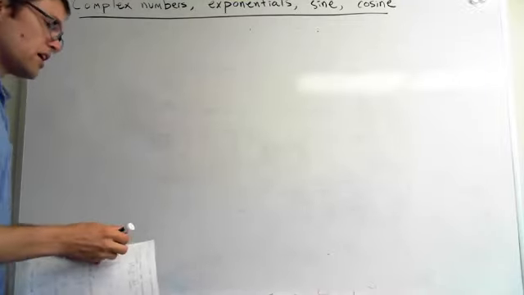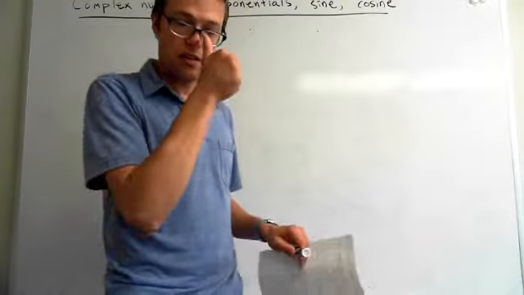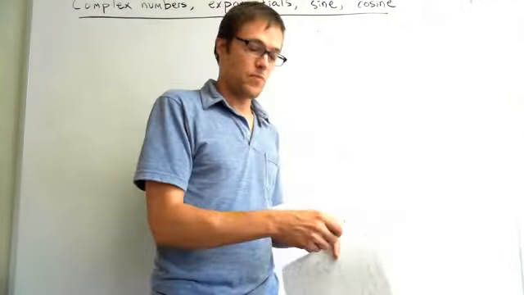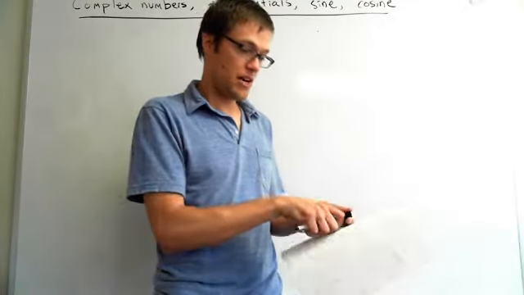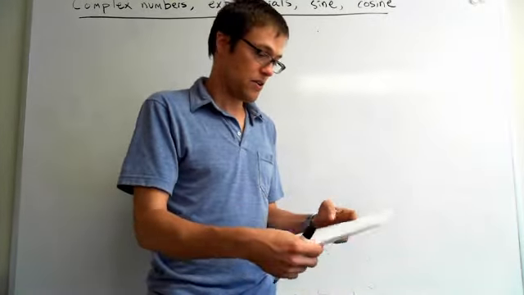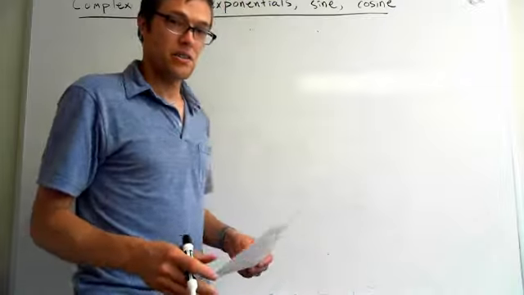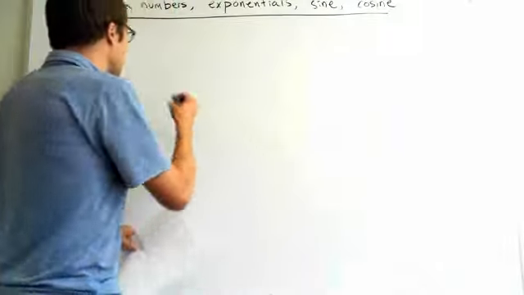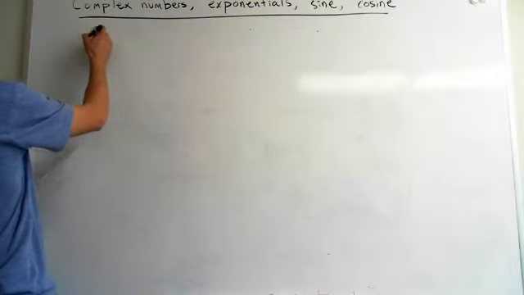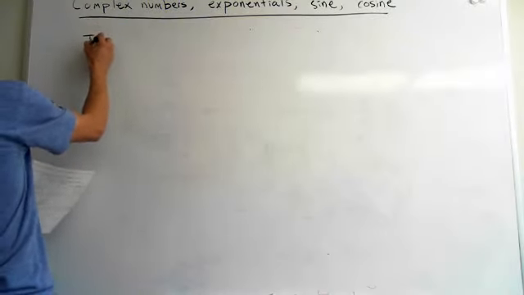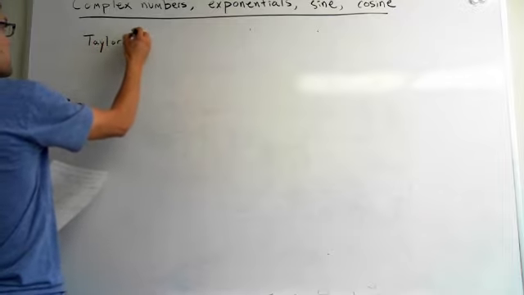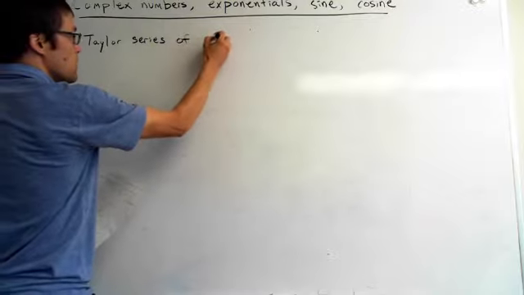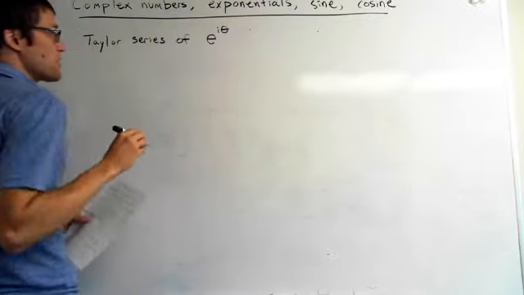Okay, so if you didn't watch the online lecture yet about Taylor series, you should do that. I'm going to reference now what we learned in that lecture. What I'm going to write down now is the Taylor series expansion for e to the i theta, where theta is a real number and i is the square root of negative 1. So, Taylor series of e to the i theta is what I'm going to write down.